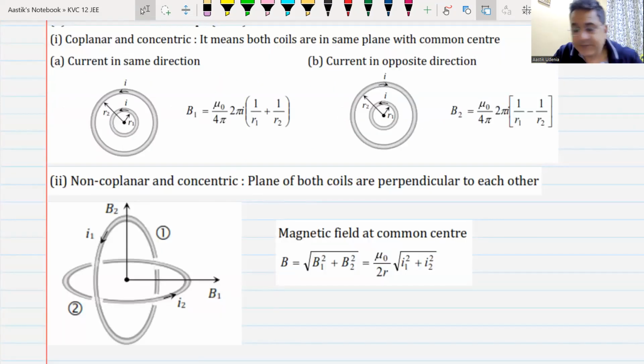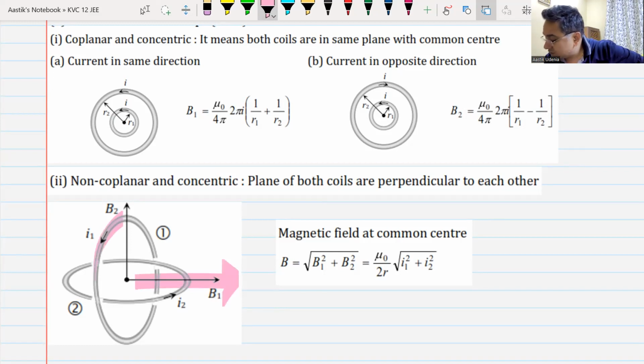You understand when they are coplanar and concentric, one is here and one is here. One is like this and the other one is like this. Do you understand the second figure? This is the best three-dimensional figure that I can draw. Because of one wire, the current in this wire is like this, and the magnetic field is going in the B1 direction because of this pink thing. We understand this pink thing?